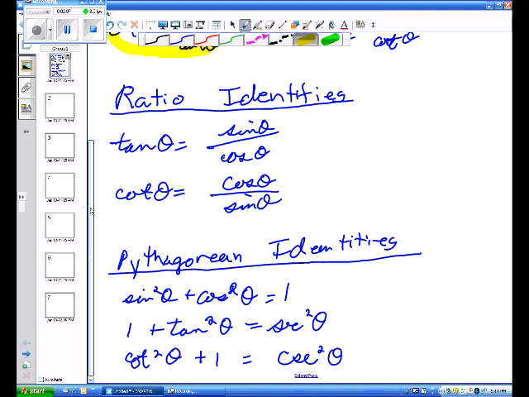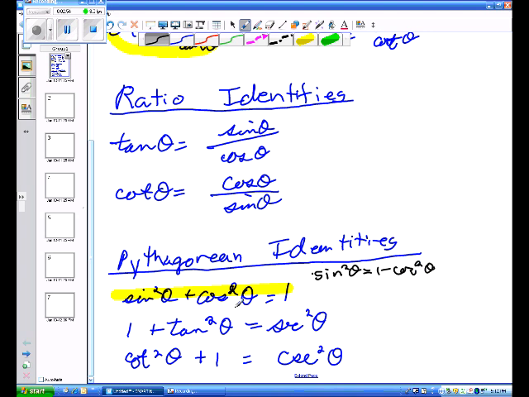And then the last ones are called our Pythagorean identities. And again, if you would learn these three main ones, the other ones you can get by just doing some simple algebra. If you know that the sine squared of theta plus cosine squared of theta equals 1, then if you need to, you can solve for sine, and that would give you that the sine squared of theta is equal to 1 minus cosine squared theta.